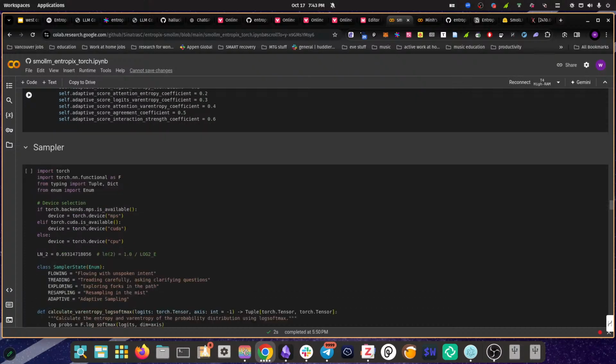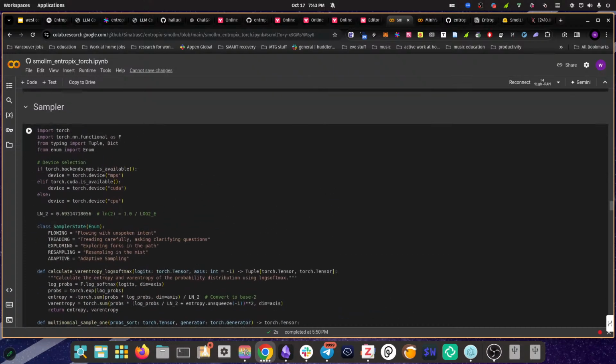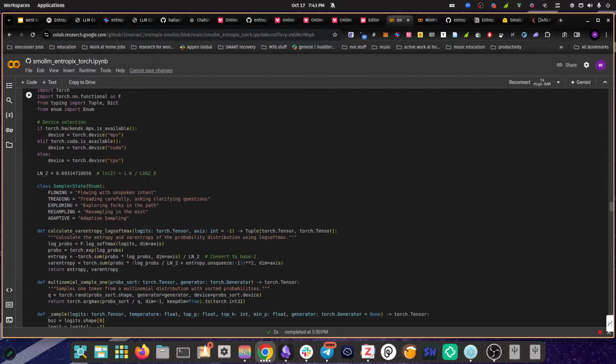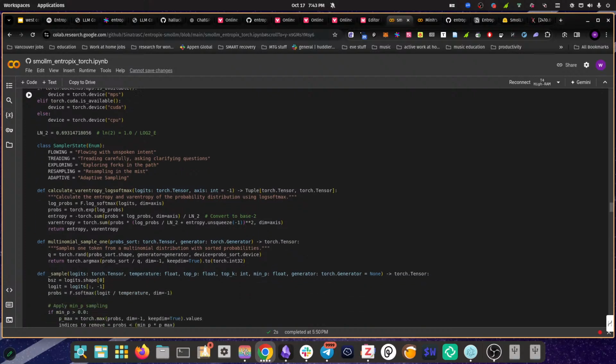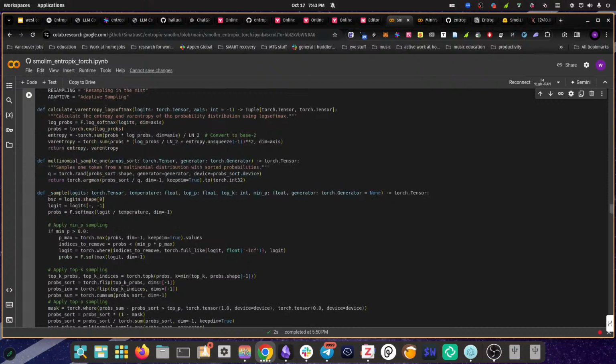And it feels like kind of a data exploration. Very much so, yeah. And I think that's kind of the goal, really. So last week what we were looking at was just flowing, treading, exploring, and resampling, and then we have an adaptive here at the bottom. And then we are going to calculate the var entropy of the probability distribution using log softmax. Then we have a multinomial that samples one token from the multinomial distribution with sorted probabilities. So we're just going to grab one token and we're going to measure those things on it.